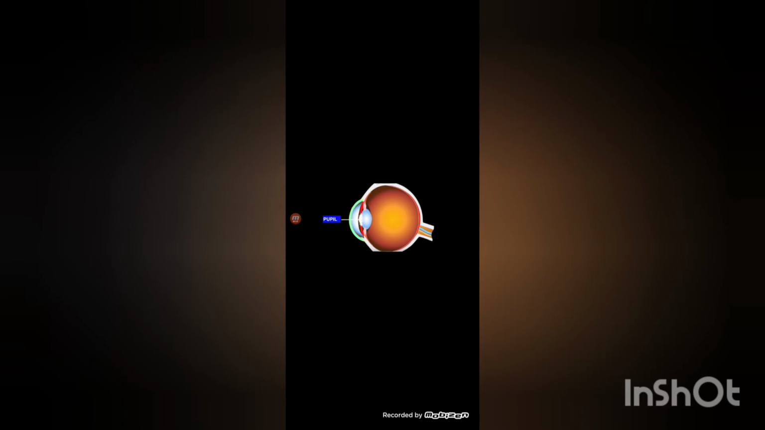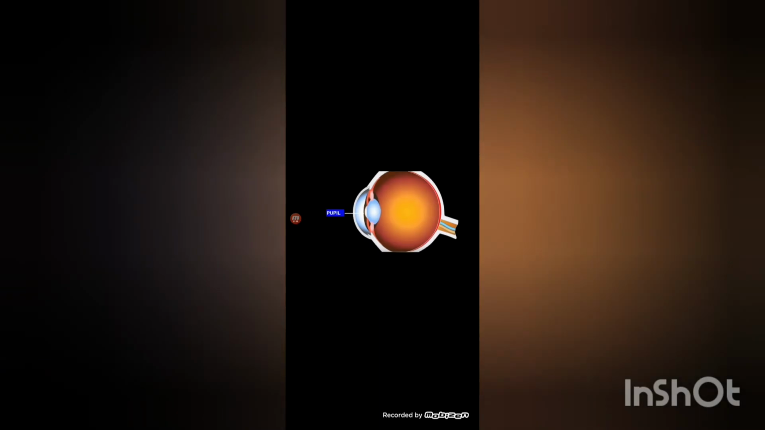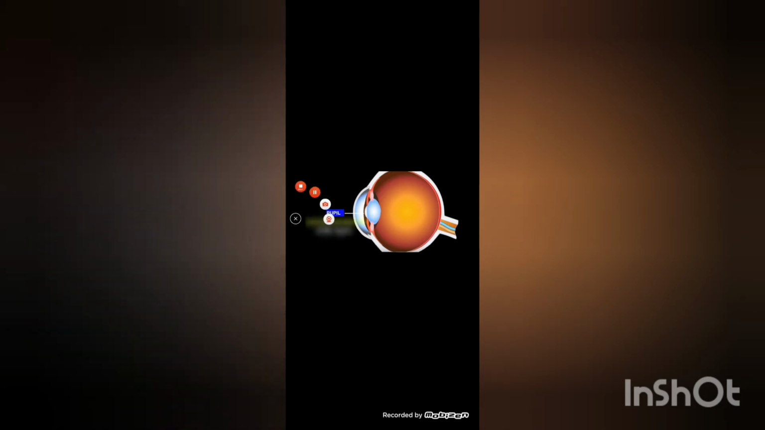This part is called the pupil. The pupil is the circular hole in the center of the iris. Light enters into our eyes through the pupil. Don't you know that the size of our pupil changes every now and then? Yes, it happens, and it depends on the amount of light that enters into our eyes.